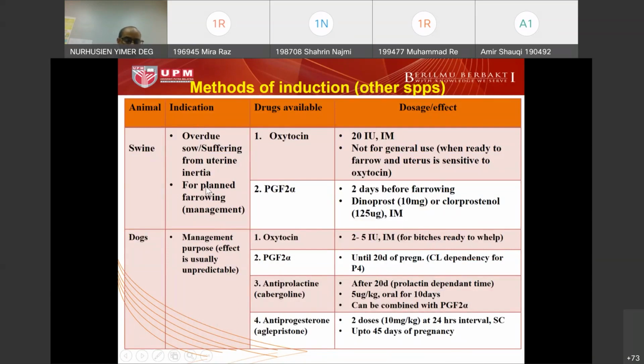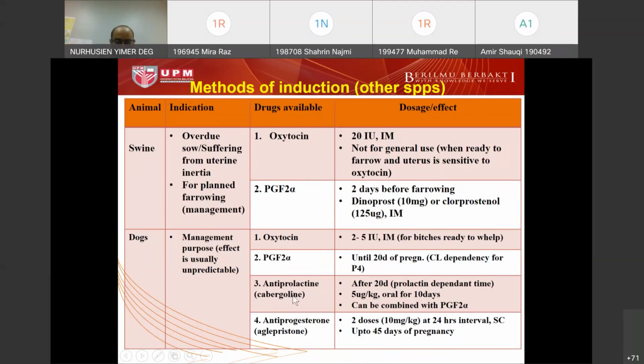Or if you have a swine that has been trying and has faced a dystocia problem in stage 2 of parturition due to uterine inertia, then giving oxytocin can help to resolve it or to complete the parturition process. And this is also a management perspective of planned farrowing. Then you can also use this method of induction.